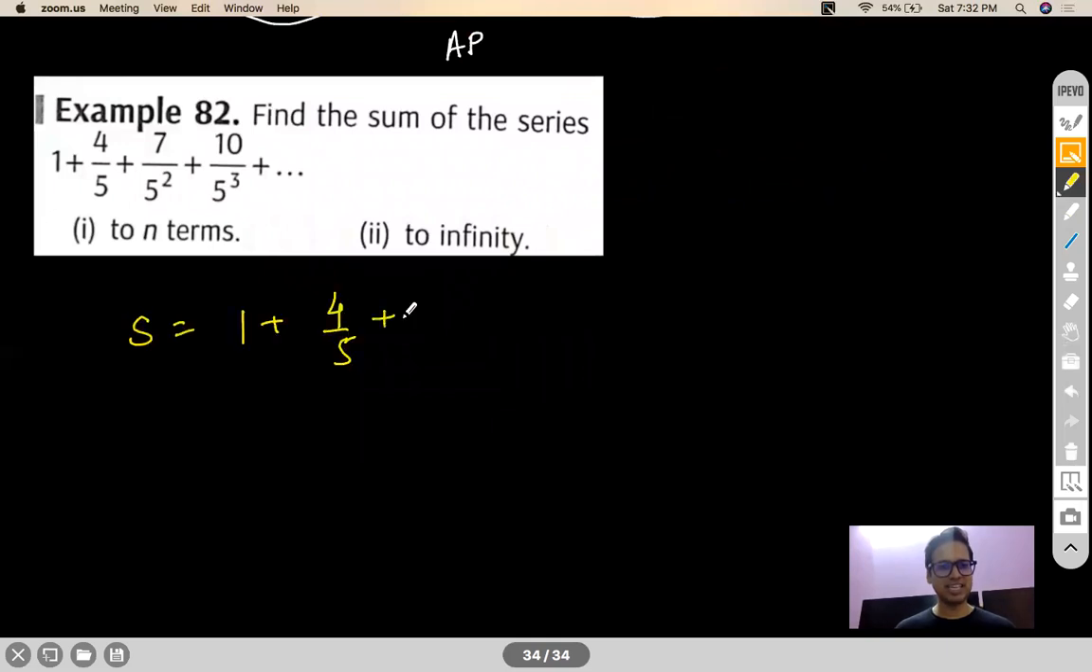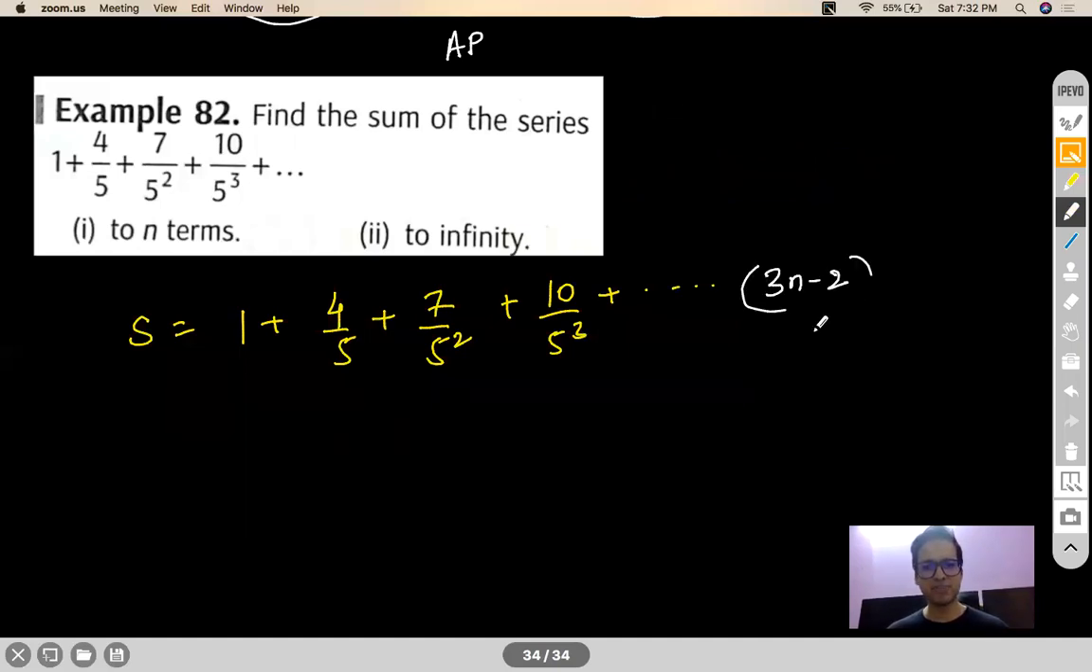The approach that we take is we always focus on the common ratio. First of all, let's go to the nth term. What will be the nth term? If I'm not mistaken, the nth term will be (3n minus 2) by 5 to the power n minus 1. Am I right? Now, what do we focus on? We focus on what is the common ratio involved. So the common ratio involved is 1 by 5.